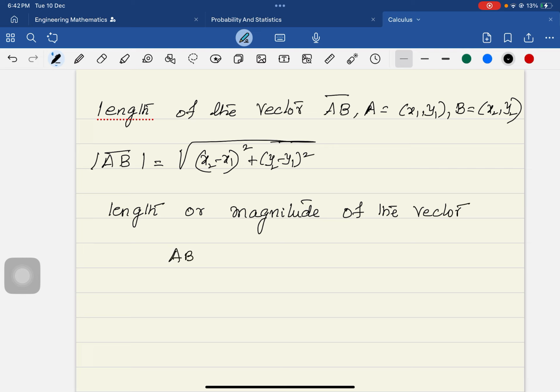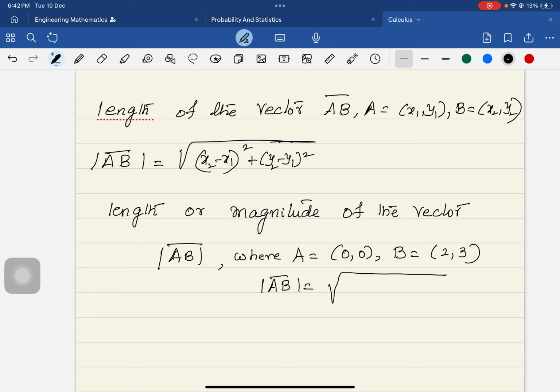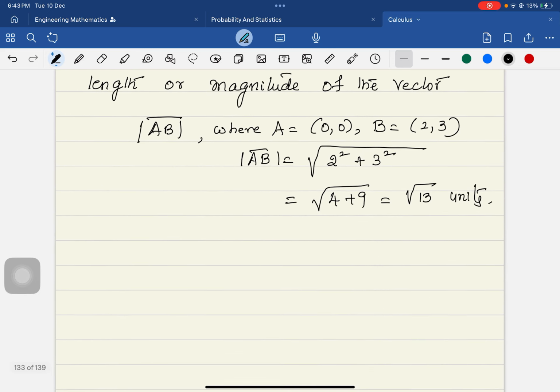Magnitude of the vector AB, where A is the origin 0 comma 0 and B is the point 2 comma 3, which I have given in the example. So what is the length of this vector? AB is given by the square root of 2 minus 0 the whole square, 2 square, plus 3 minus 0 the whole square, 3 square. So it is the square root of 4 plus 9, which is equal to the square root of 13 units. So this is the distance. You have to keep the units. Understood?